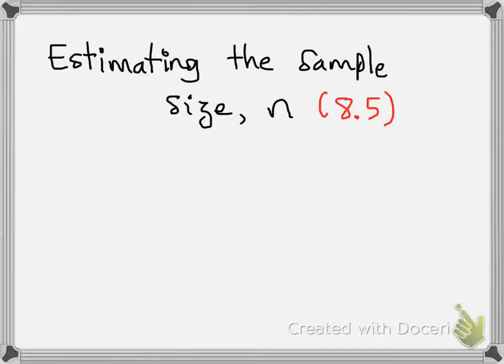Hello everyone. This is the last lesson for chapter 8, section 8.5. In this lesson, I briefly show you how to estimate the appropriate sample size that you would need if you are trying to create a confidence interval for the mean or for the proportion.